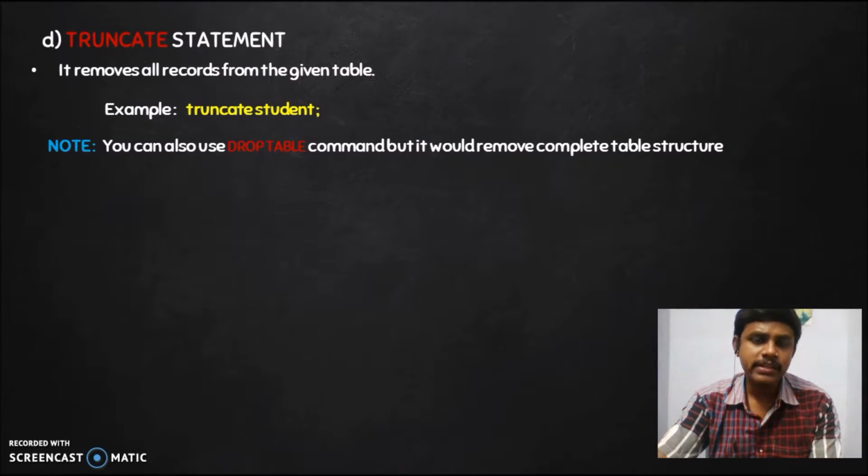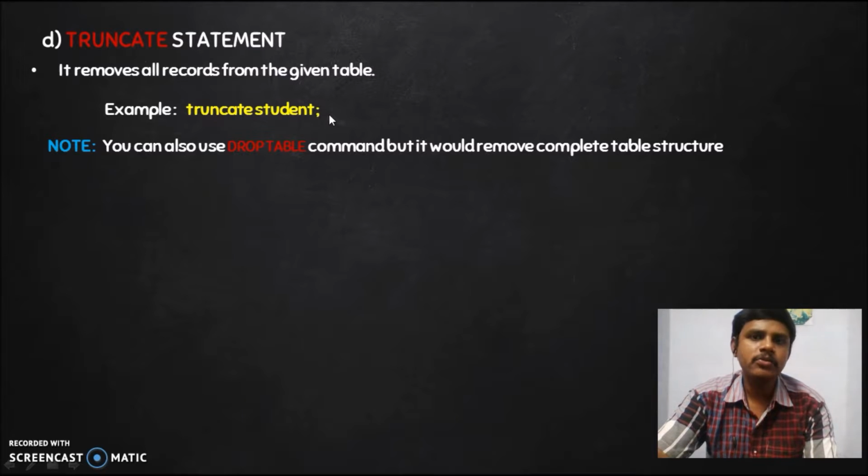So the next statement is the truncate statement. The truncate statement is used to delete all the records from the given table. There should be a clear distinction between the drop statement and the truncate statement. The truncate statement removes all the records from the table, whereas the drop statement removes the entire table from your database permanently. The usage of the truncate statement is given as follows: truncate table name. The truncate statement is followed by the table name.